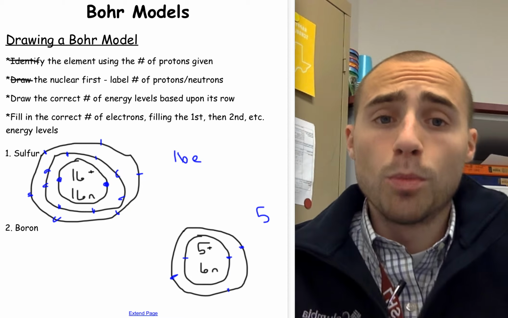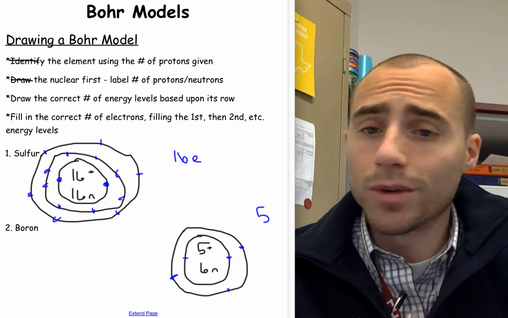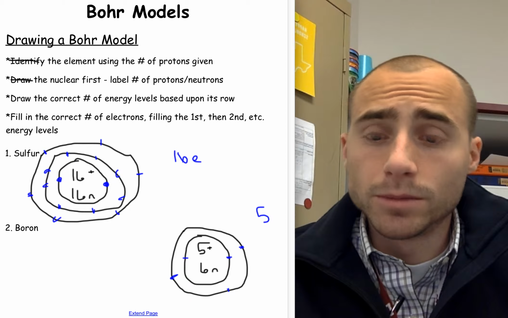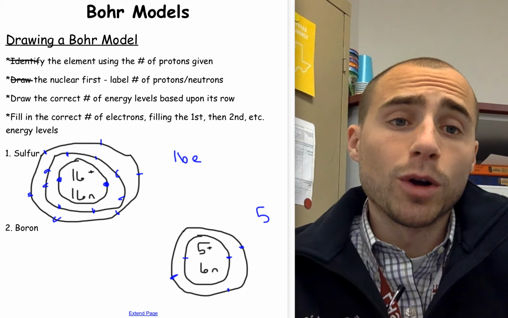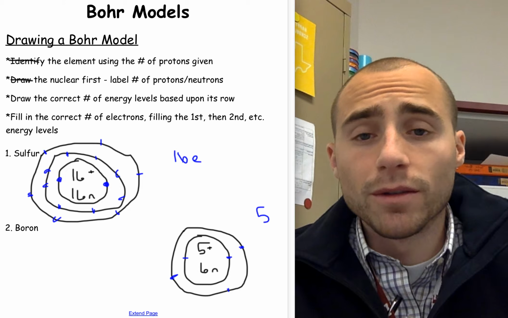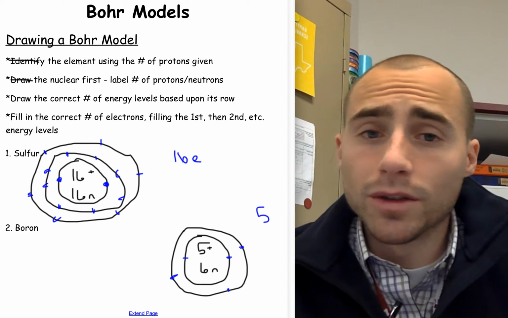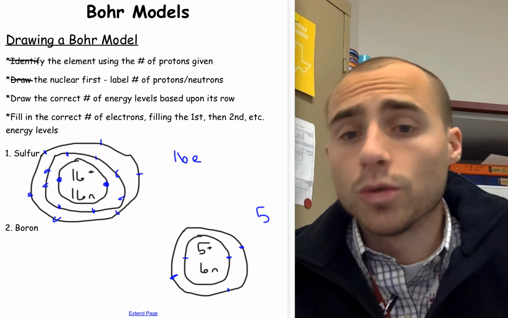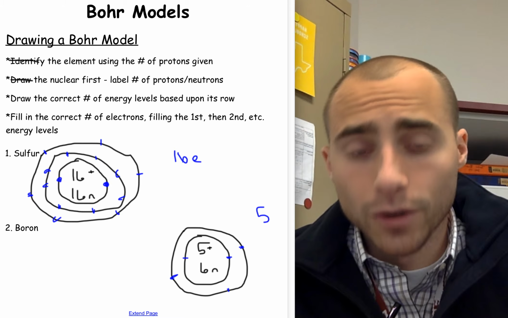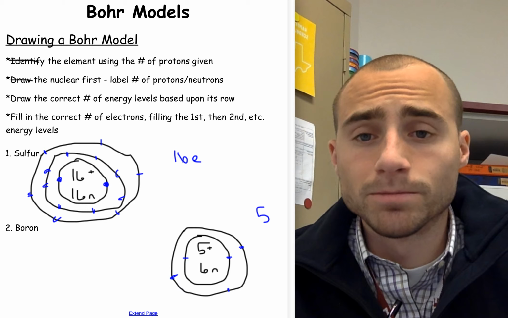So that is Bohr models, how to draw a Bohr model. We're going to have a lot more practice with that, but it's really just identifying the protons and neutrons, identifying which row it's in so you know how many energy levels to draw, and then finally just filling in those electrons and making sure you remember the number of electrons for now is equal to the number of protons, and you have to fill in first shell first, then second shell, then third shell.